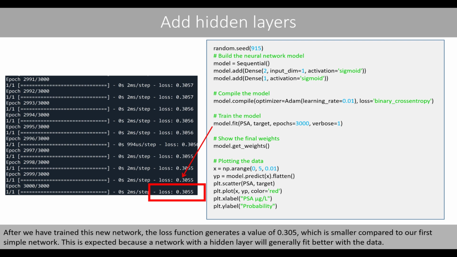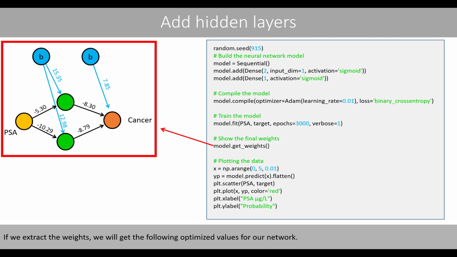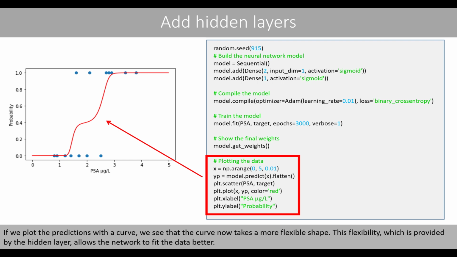After we have trained this new network, the loss function generates a value of 0.305, which is smaller compared to our first simple network. This is expected because a network with a hidden layer will generally fit better to the data. If we extract the weights, we'll get the following optimized values for our network. If we plot the predictions with the curve, we see that the curve now takes a more flexible shape. This flexibility, which is provided by the hidden layer, allows the network to fit better to the data.